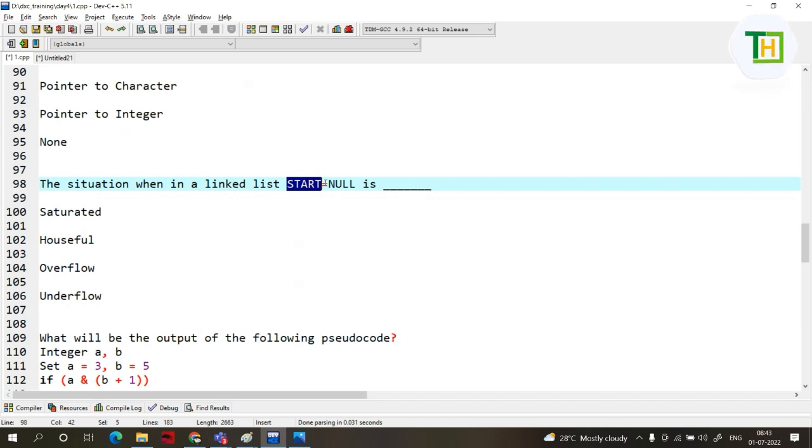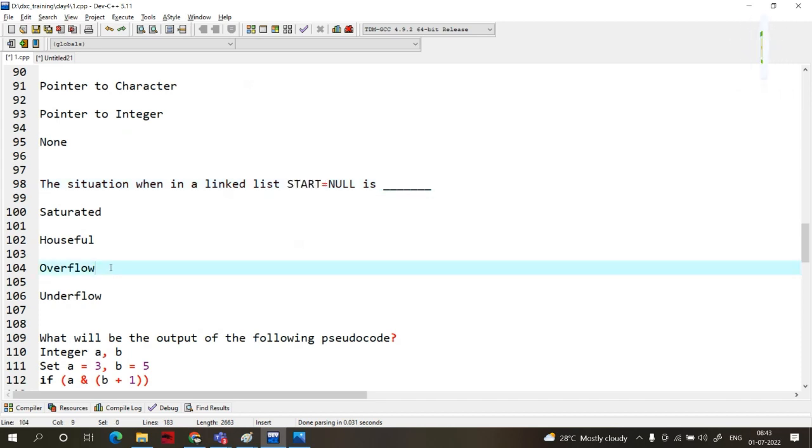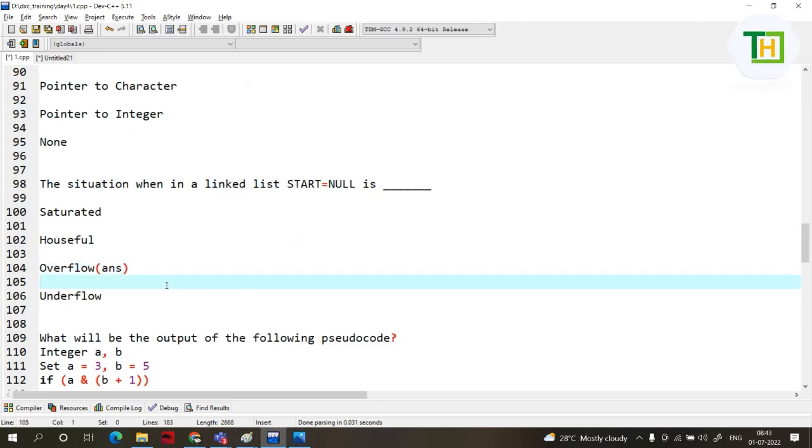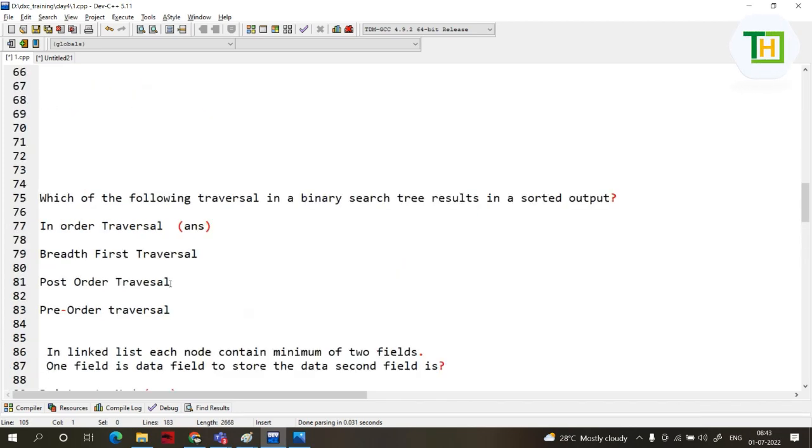Initially, the start or head is at null. That indicates there are no nodes here. No nodes means underflow, and the answer is going to be underflow here. What is the terminology? What am I telling here?